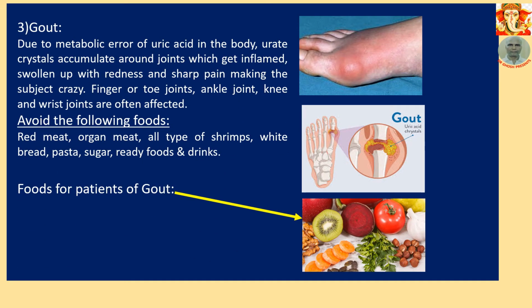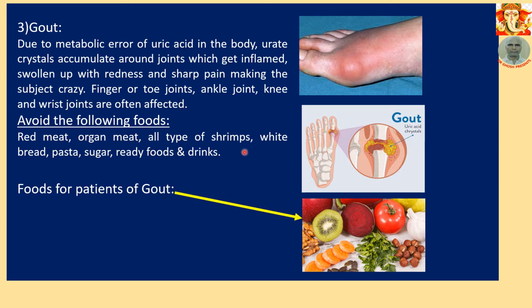Gout. Due to metabolic error of uric acid in the body, urate crystals accumulate around the joint, which gets inflamed, swollen up with redness and sharp pain, making the subject crazy. This is the picture of the most common type of gout. Finger or toe joints, ankle joint, knee joints, wrist joints are often affected.